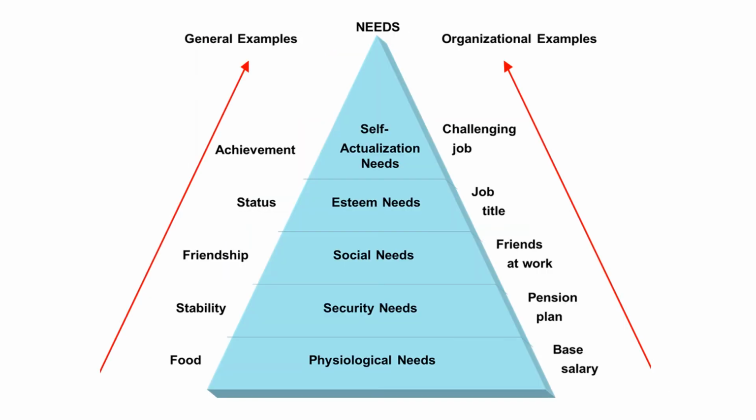Let's see the example here. This can be the general example. Let's say you are still not working. You will first, of course, want to fulfill your physiological needs. You need food, then stability, friendship, status, and the last one is achievement. You want to achieve something in your life.